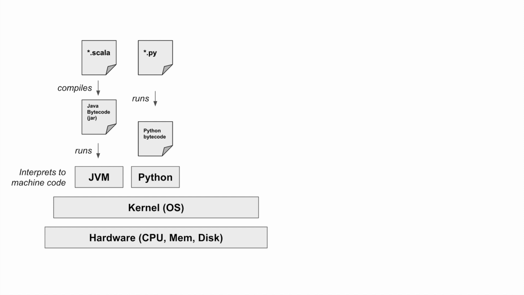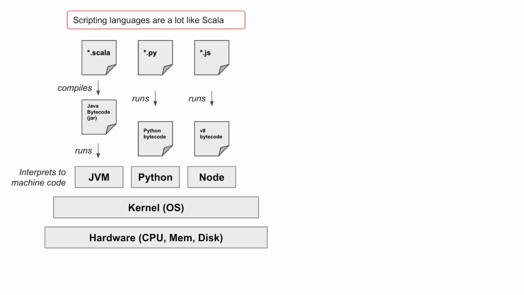So that's Python, but JavaScript is also the same thing. When I run my JavaScript source file, it gets automatically compiled to bytecode, and this bytecode is interpreted into machine code by Node, and that machine code is sent to the kernel. So it's interesting comparing these languages because even though Python and JavaScript are scripting languages, they're a lot like Scala when I frame it like this, and Scala is a compiled language. And even Node has a JIT compiler, just like the JVM. So a lot of things in common between these three languages.